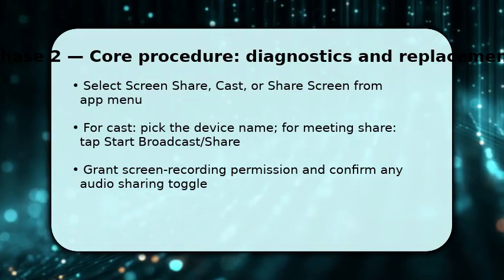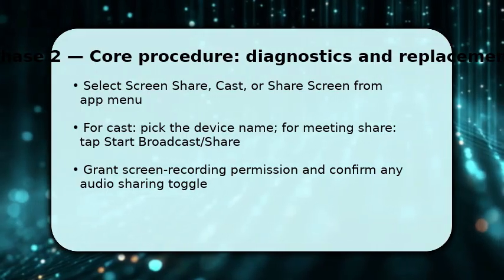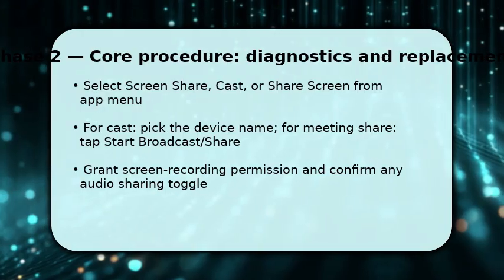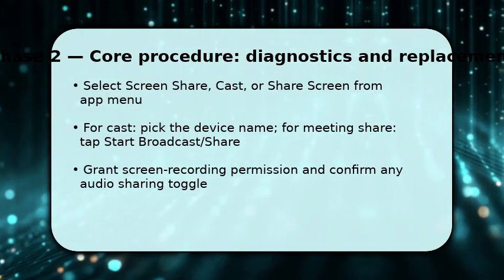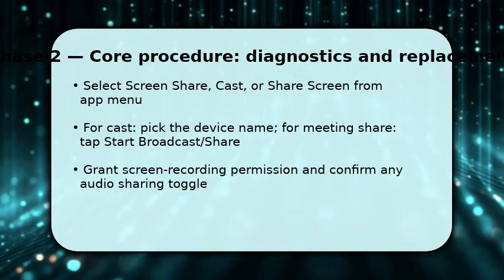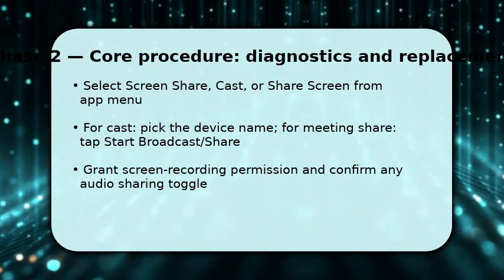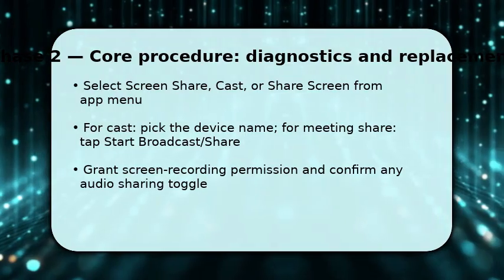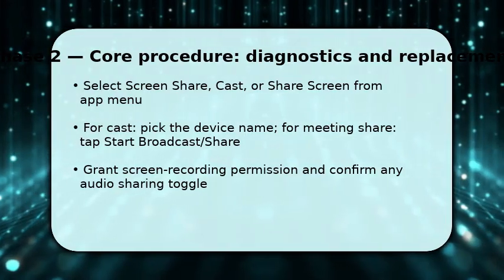If you pick Start Broadcast or Share Screen inside a meeting app, accept the screen recording permission and toggle Share Audio if you need system sound. Make sure to close sensitive apps or notifications first. Once the feed begins, you'll see a persistent indicator that confirms the share is active.